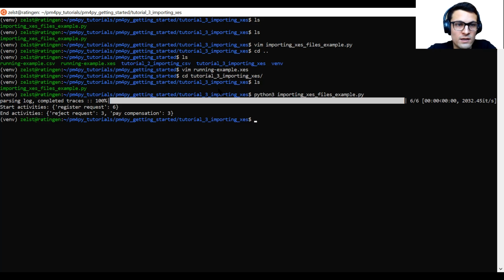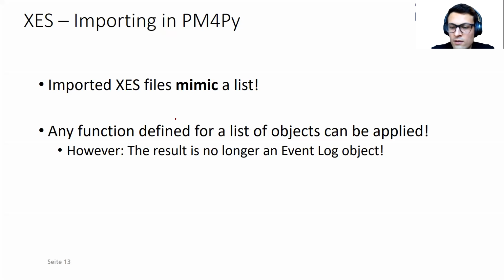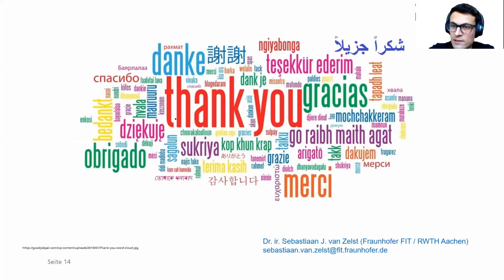And again, we see, like in the previous tutorial, that there were in total 6 register request activities that started this process, and there were 3 rejects and 3 pay compensations. And that's it. So that's basically all you need to do to import a log. And that was basically the tutorial today.